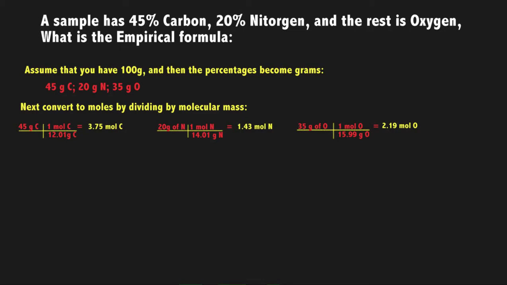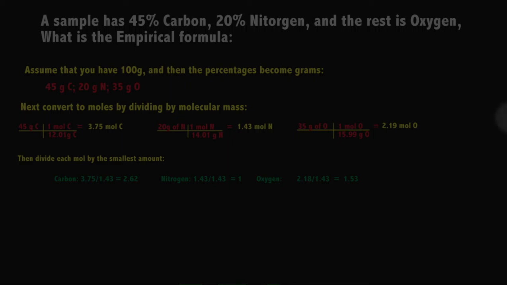But now what I have to do is divide each one of those by the smallest value. If you look, nitrogen has 1.43 moles, so divide each of those by 1.43. When you do that, you get these numbers here. The carbon is 2.62. Nitrogen, of course, by itself is going to give you 1. And then oxygen is going to be 1.53.